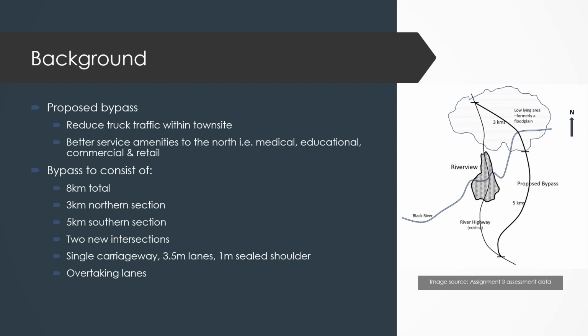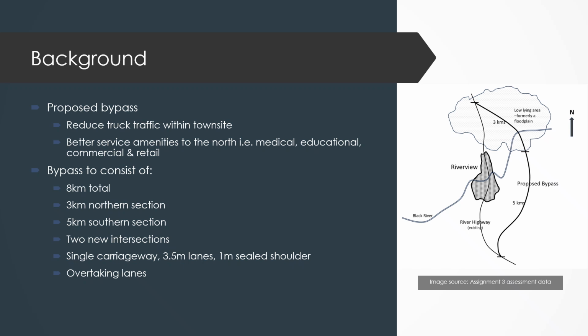The background of this project is that it is a proposed bypass road around the Riverview town site. The drivers for the project are to reduce truck traffic within the town site and better service amenities to the north, being medical, educational, commercial and retail services.